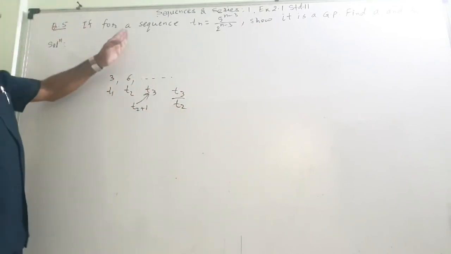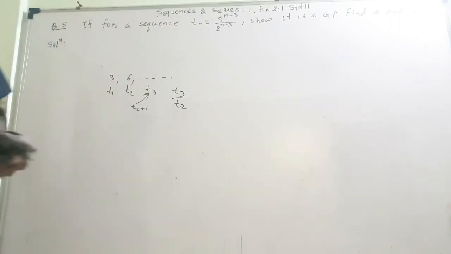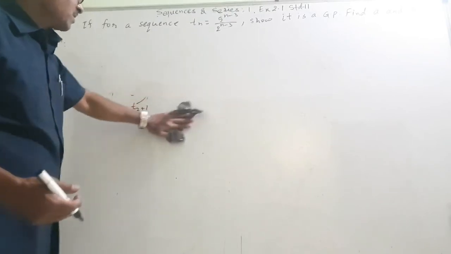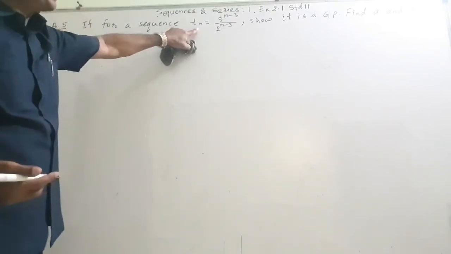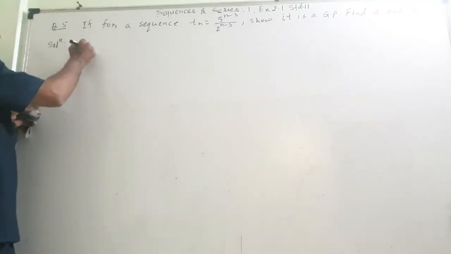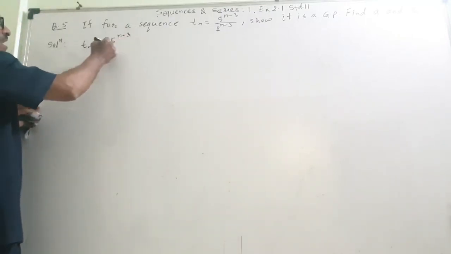Now here in this case only one term is given. I should get the next term. So how will I get the next term? If suppose this is T7, the next term will be T8. So solution: Tn is equal to 5 raised to n minus 3 upon 2 raised to n minus 3.